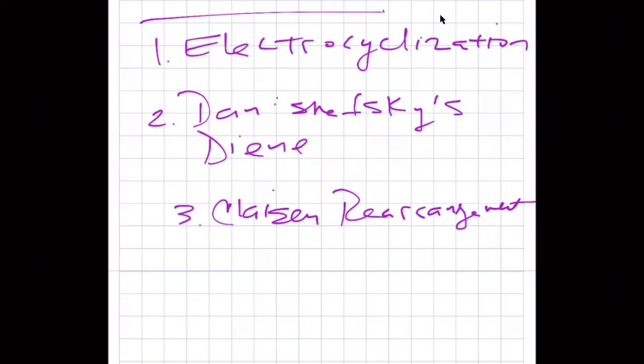But we can use that to piggyback on what we've been talking about with this molecular orbital theory. So Danishefsky's diene, you'll see, if you Google that, you'll get a lot of hits. Claisen rearrangement and electrocyclization, you'll get hits either way. Or you can put it in the chat, which one you want to take. And then on Friday, we'll start out with that.